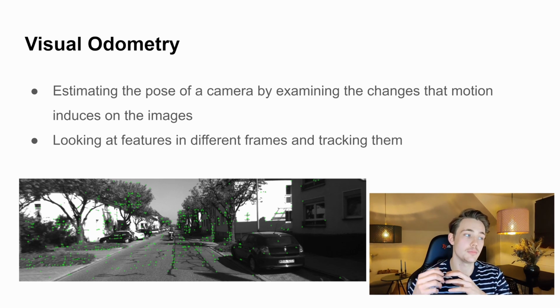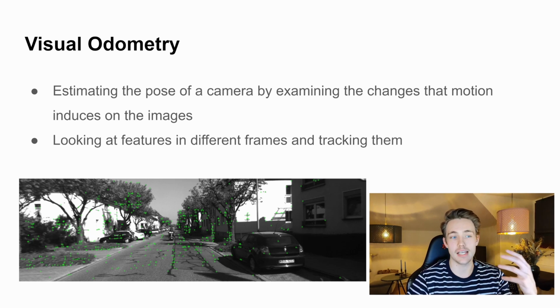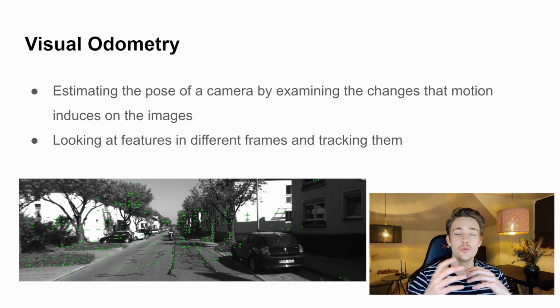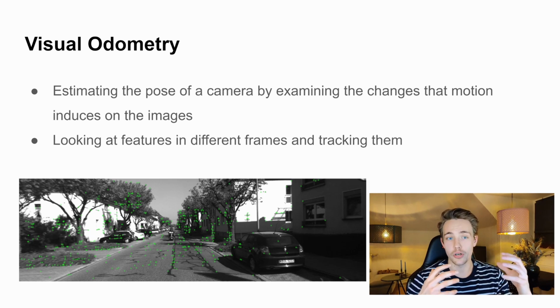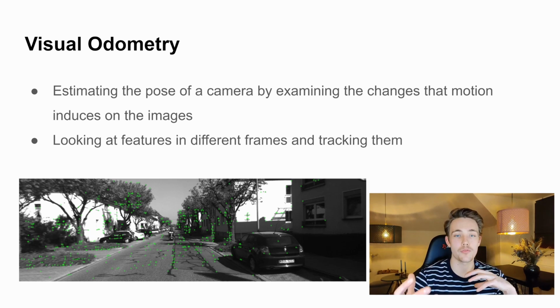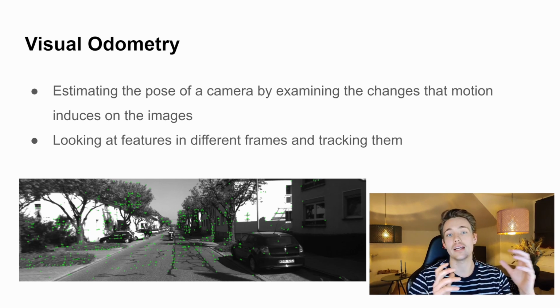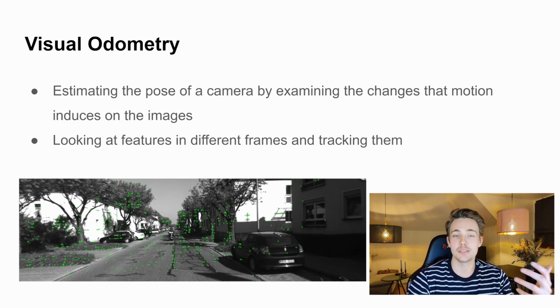So visual odometry is about estimating the pose of a camera by examining the changes that motion induces in the images. Basically, we have a number of images that we go through frame by frame, and when we're moving around between those frames, we can detect different kinds of features from frame to frame. Then we can match those features together and see how the motion actually changes in our images. So we're tracking features, seeing how they move from frame to frame, and then we can estimate the pose of our camera and thereby do visual odometry, using only a camera.